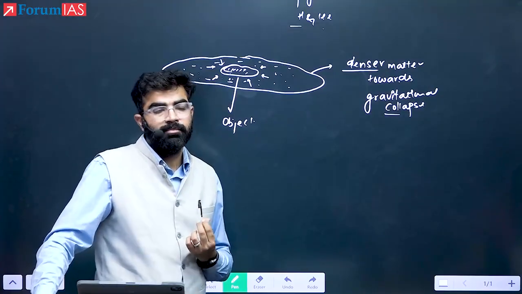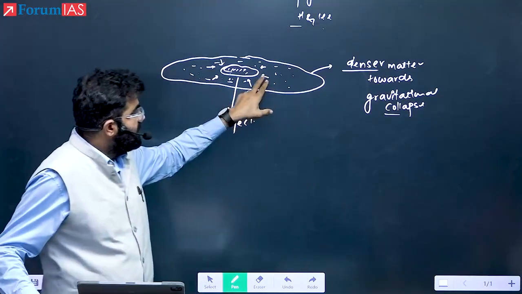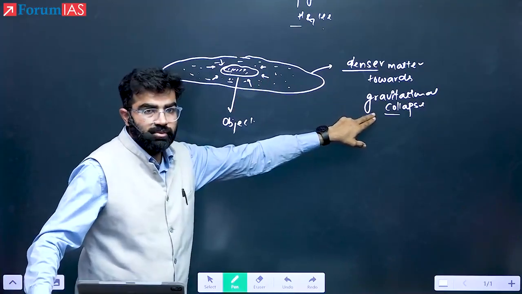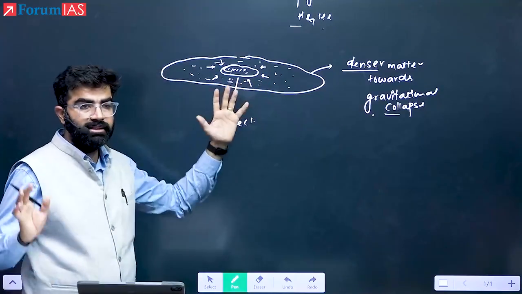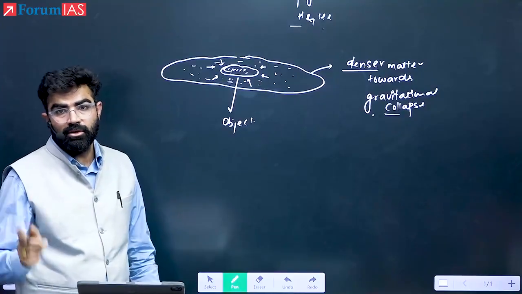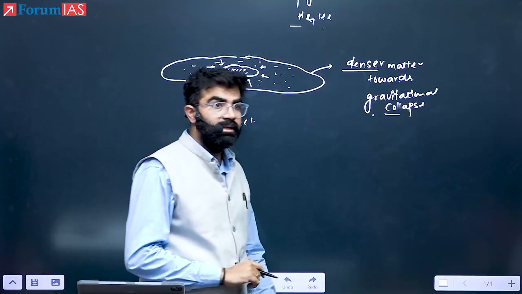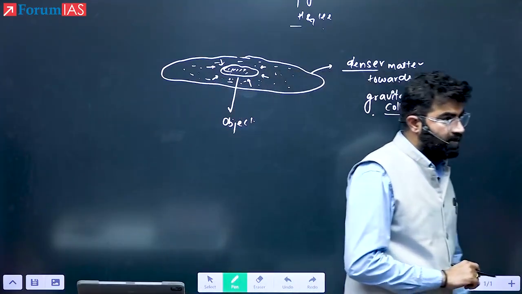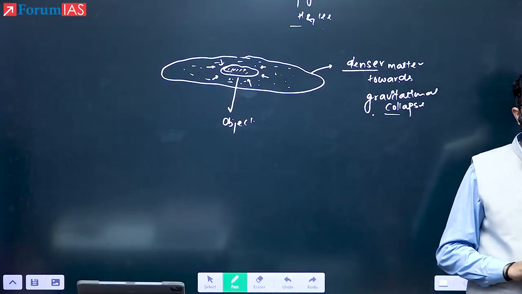So what will happen? When the gravitational collapse was going on, the temperature of the center was increasing. And if this temperature crosses some 10,000 million degrees centigrade, then what will happen? The nuclear fusion process will start.